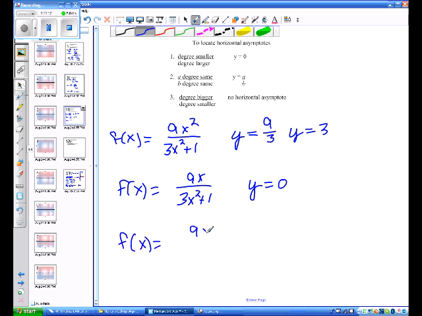And if we looked at a third one, if I have 9x cubed over 3x squared plus 1, well, the degree of my numerator is bigger than the degree of my denominator, so I have no horizontal asymptote. Now, since it was 1 bigger, we'll find out later how to find that, we will have a slant asymptote. So this is how the two processes go about finding your horizontal asymptotes and your slant asymptotes.